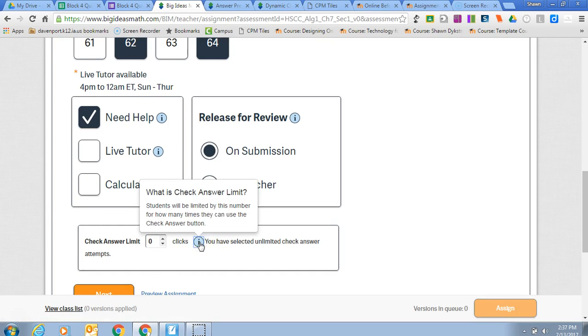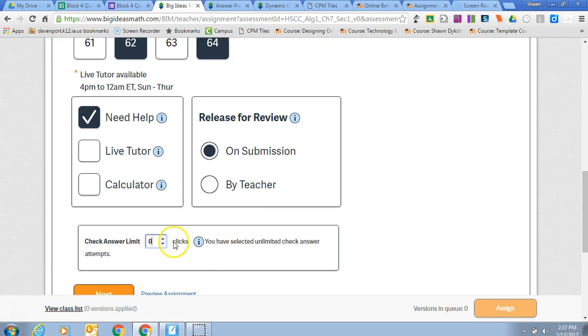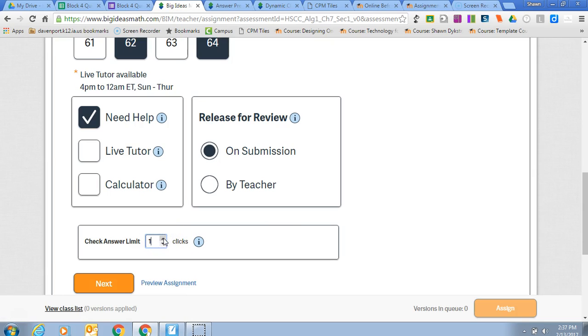This is also a neat feature here. I can give them a check answer limit. So let's say I want them to be able to check their answer once. They can do that. Now they know if they've got that problem wrong, they can reattempt that and again shoot for the correct solution there as well.